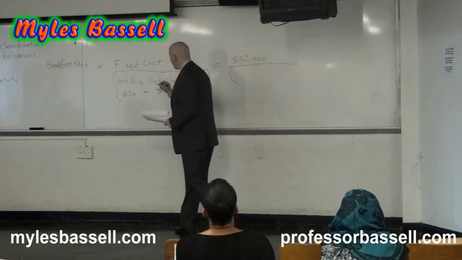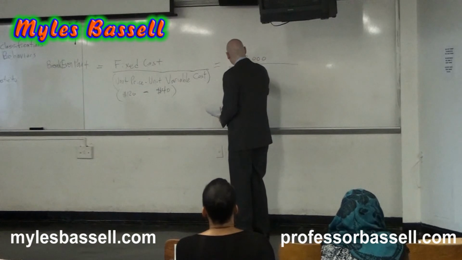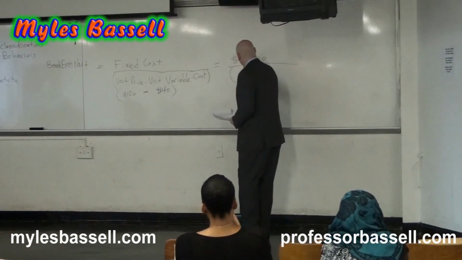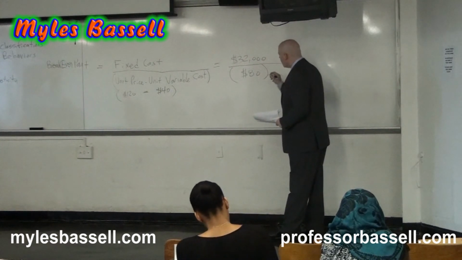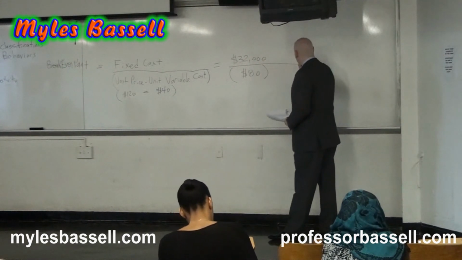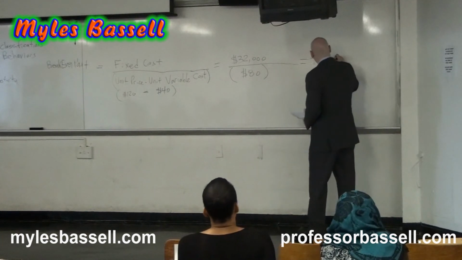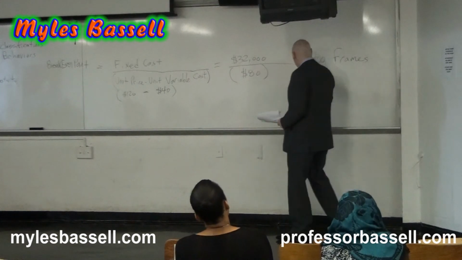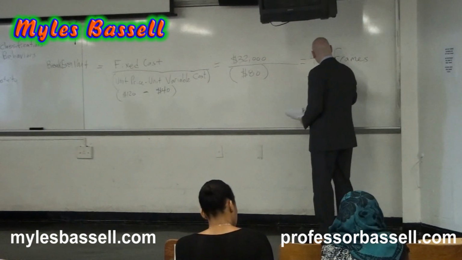So what happens? We have 120 minus 40 is $80. So our fixed costs are $32,000, divided by $80 is what? 400 picture frames. That's our break-even point. That's the point where total revenue equals total cost.